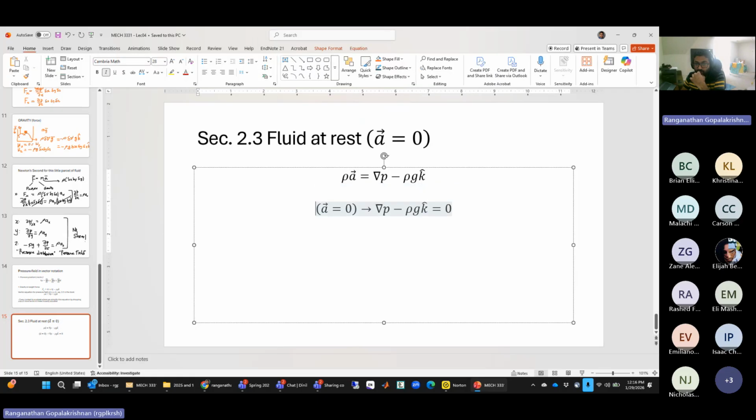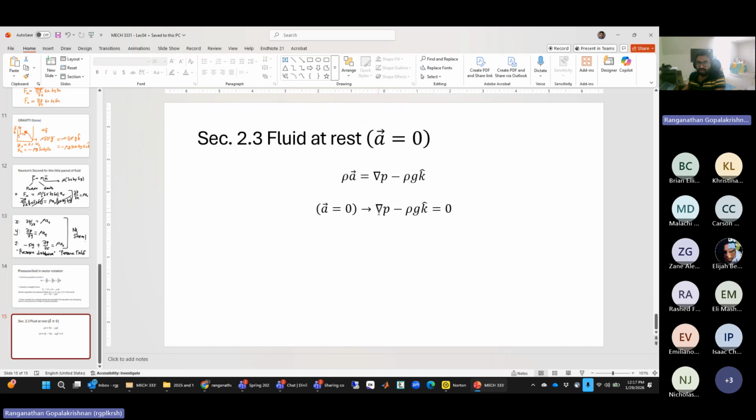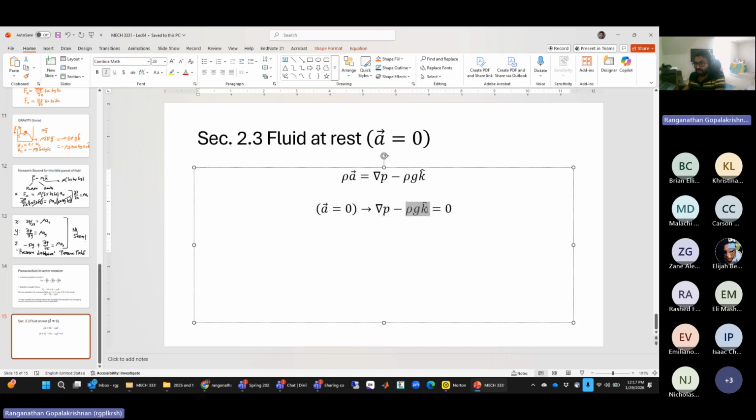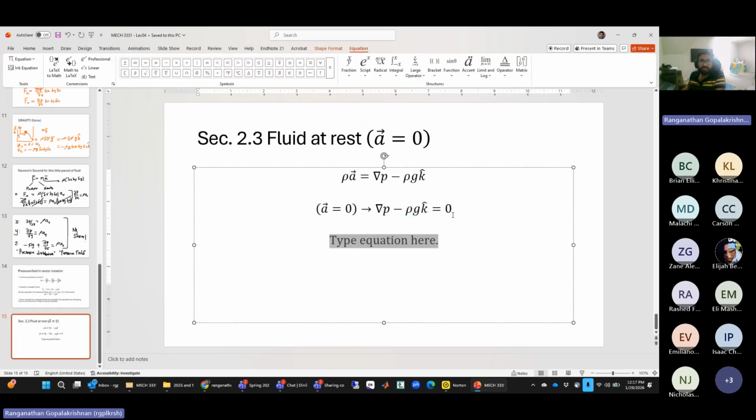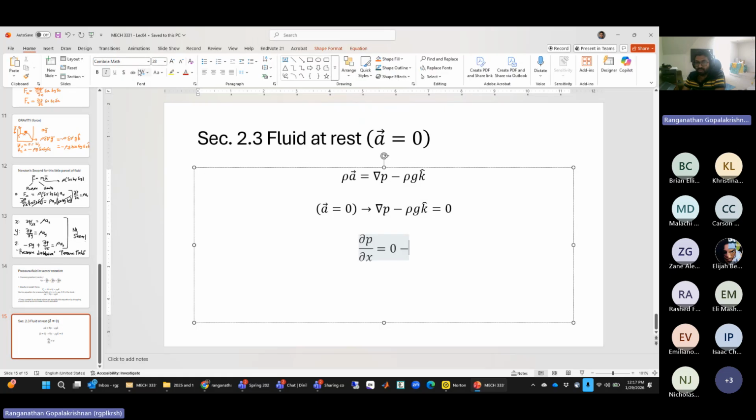Okay, if gradient of P is 0, how many equations are actually packed into this vector notation? Is it just one equation or more than one? Vector notation is a compact shorthand for expressing what goes on along 3 directions or 3 components. So this is not just one equation. It actually splits into 3 equations. If I write gradient of P minus rho g times unit vector k equal to 0, this is like writing the partial derivative of P with respect to x is 0. What does that mean? It means P is a function of y and z only.